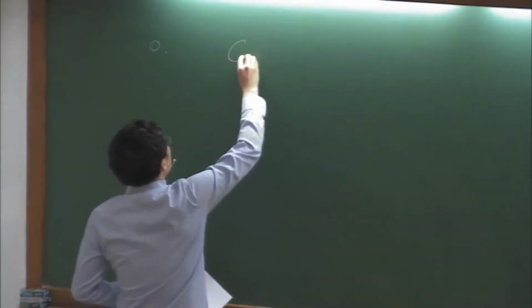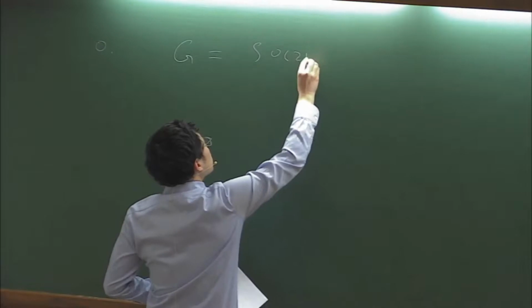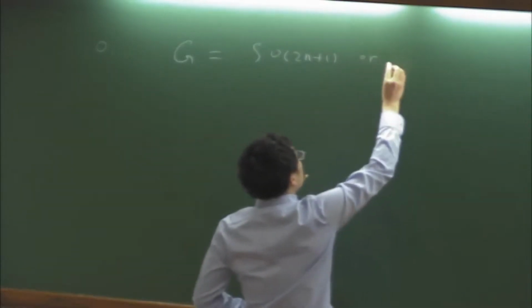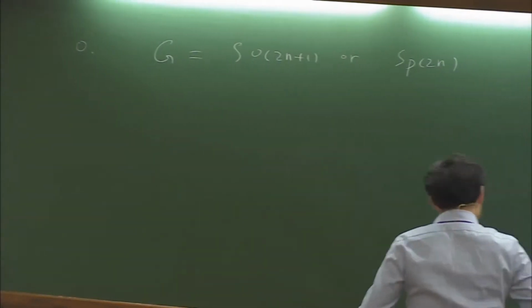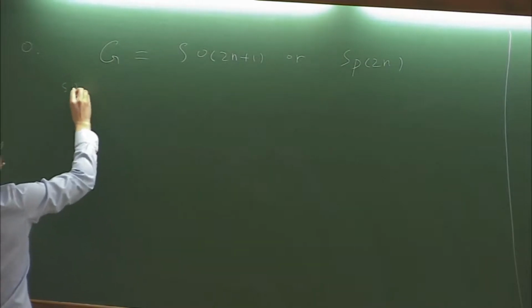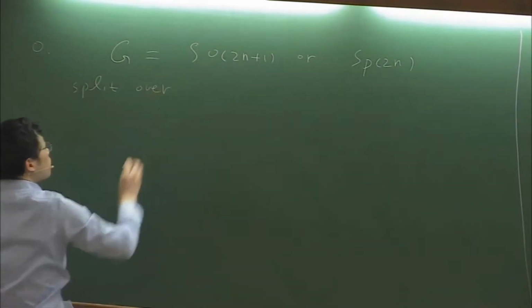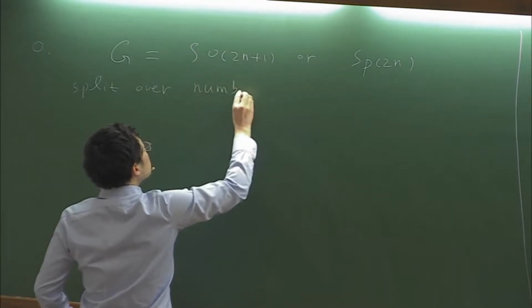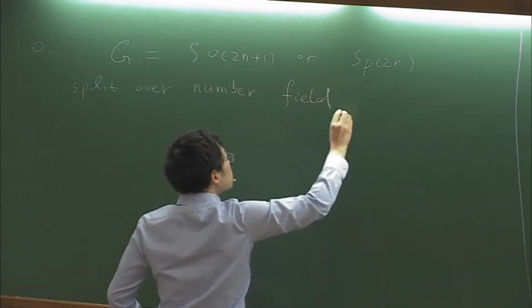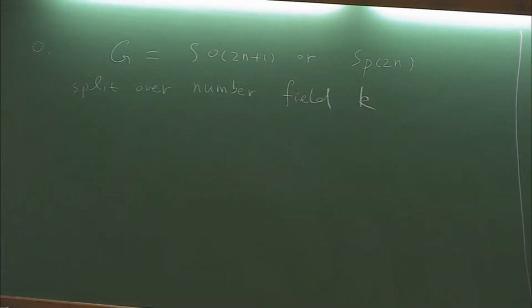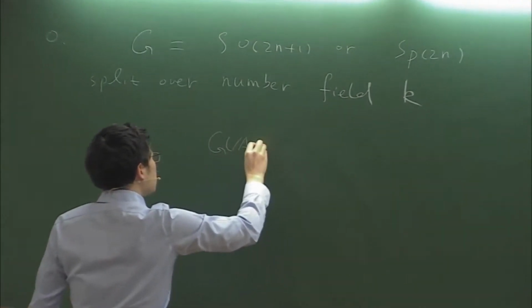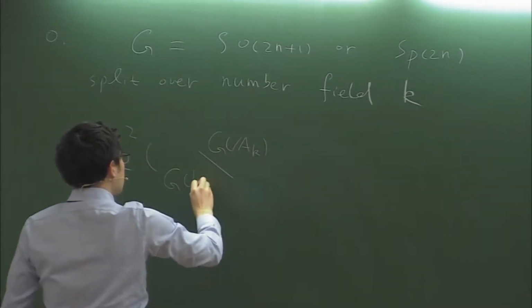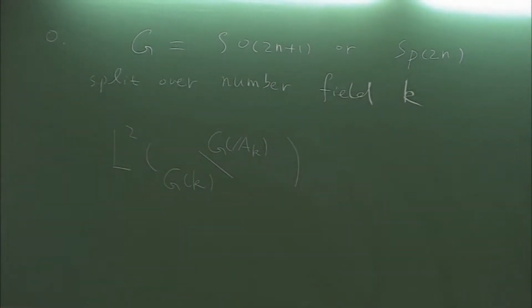Okay, so first part, I'm going to take G to be SO or symplectic. Let's say these are split groups defined over a number field. Okay. Now, for people interested in automorphic forms, we would like to understand the spectral decomposition of this L2 space.